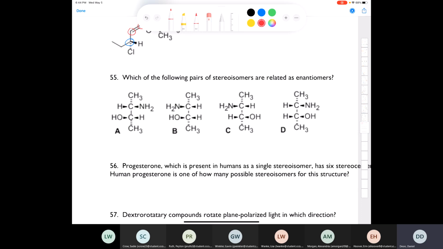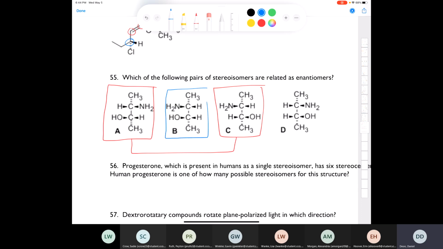Somebody says A and D. I'm not sure about A and D being enantiomers, but I would say that A and C are enantiomers. Right? A and C are mirror images of each other. Right? You have the nitrogen here, the nitrogen here, the hydrogen here, the hydrogen here. So those are enantiomers of each other, these 2. And I would say that B and D would be mirror images too. So these are also enantiomers of each other, B and D, and then A and C.